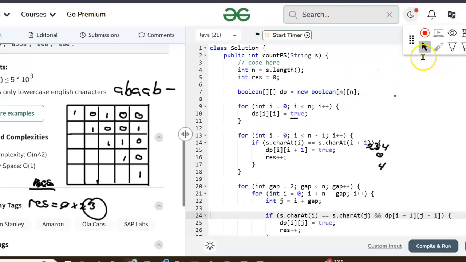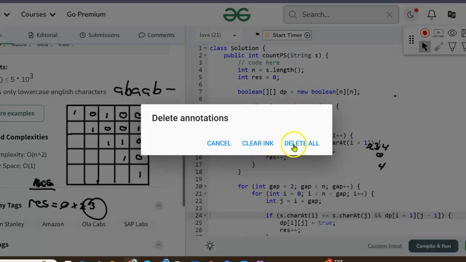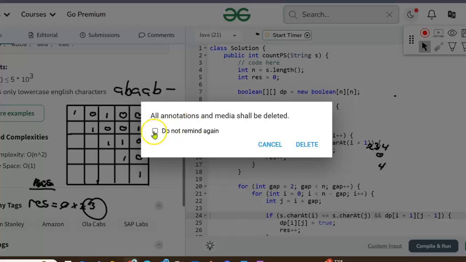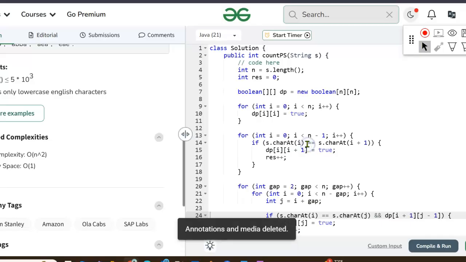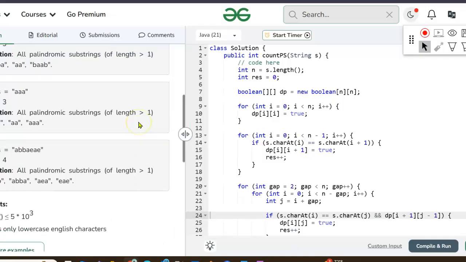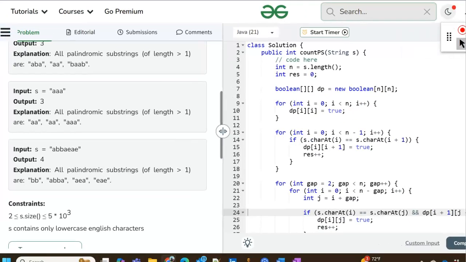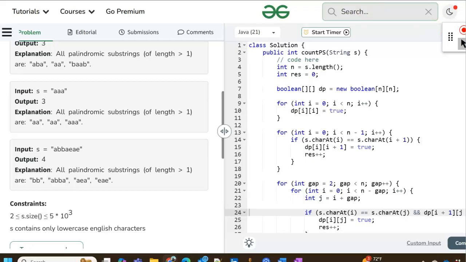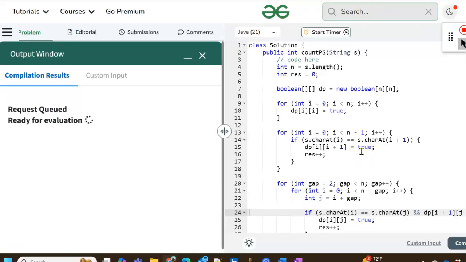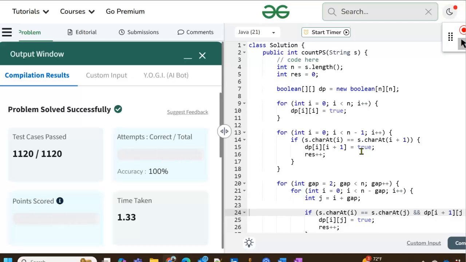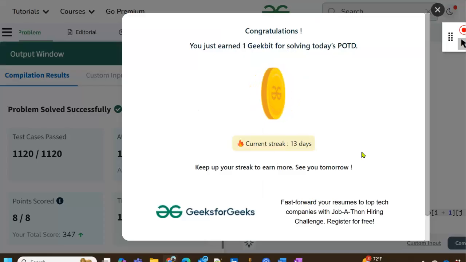Let's get rid of the letters and try and run this. Annotations. Yes. Yeah, you don't have to remind me of that. Okay. Let me scoot this back. All right. Oh, you know what? I don't think I even did a compile and run on that. Oh, okay. Okay. Dynamic programming bottom up.